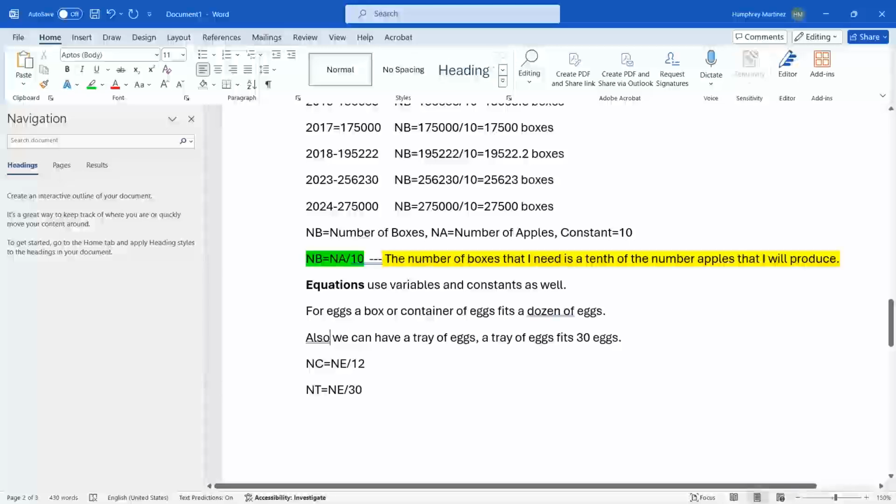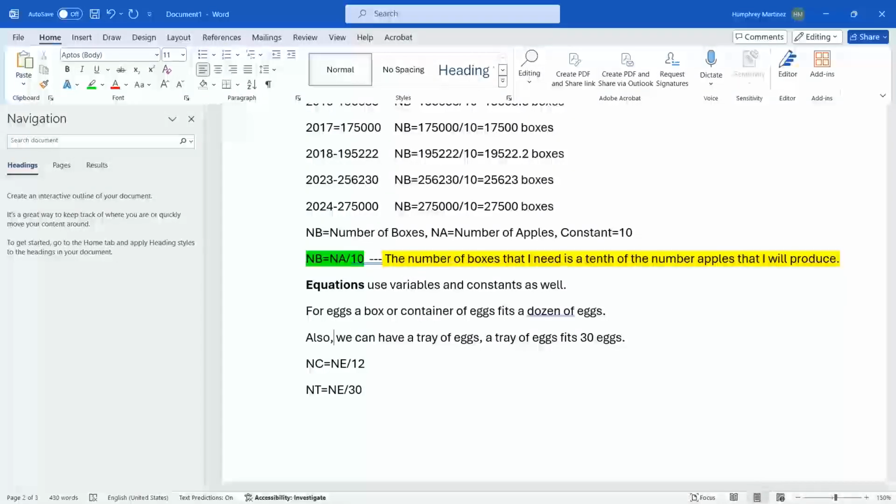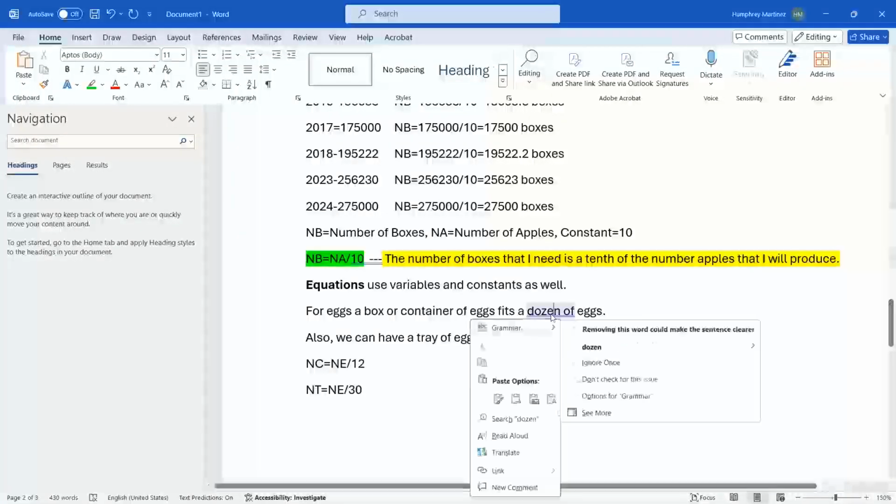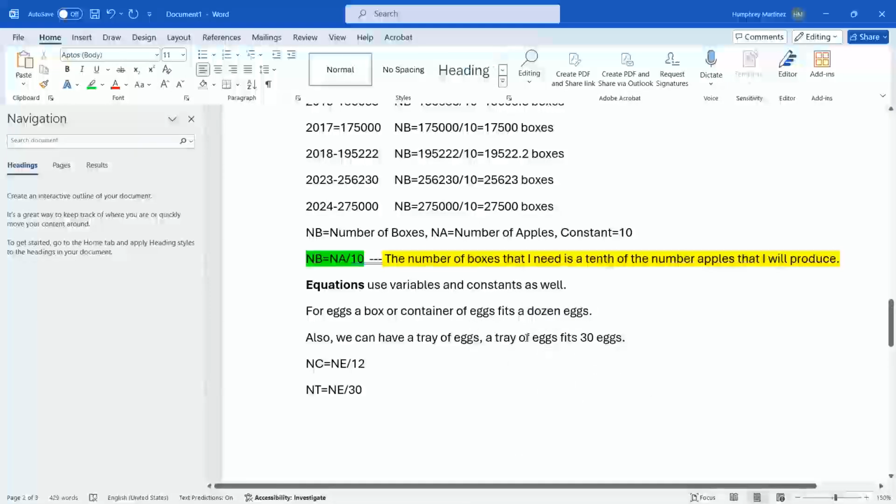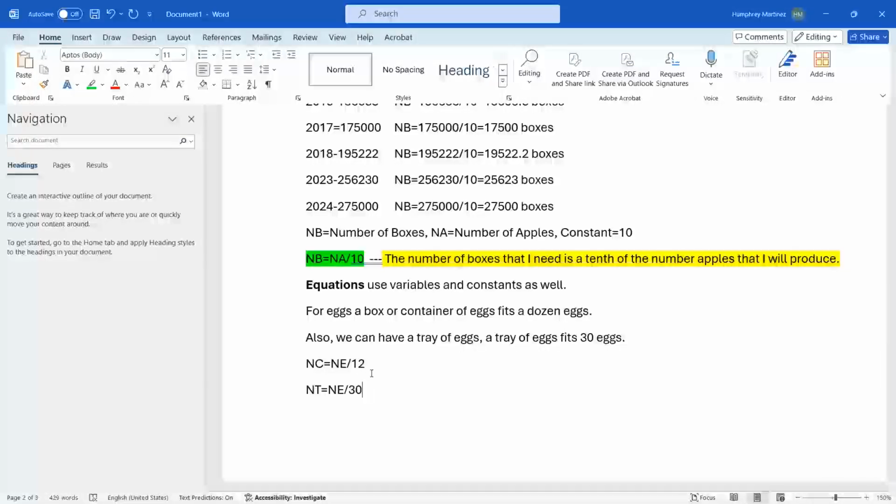2.5, what is it? 2.5, what is your question, Daniela? 30 divided by 12 is 2.5. What is it? 30 divided by 12, you said. Oh, no, no, no. But that if you want to know how many, right? No, no, but we are not doing that question.